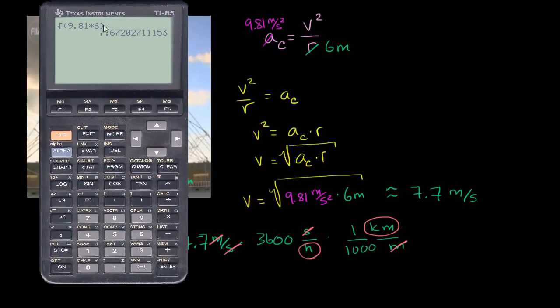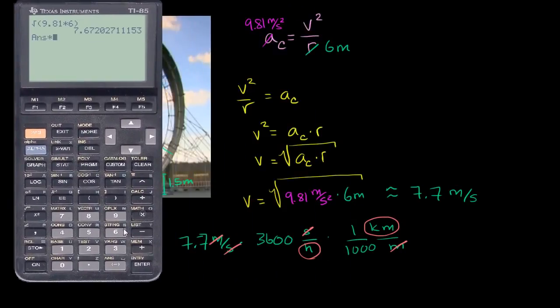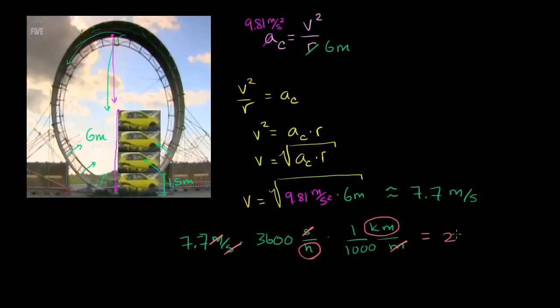We want to multiply it times 3,600 to figure out how many meters in an hour. And then you divide by 1,000 to convert it to kilometers per hour. And we get 27.6 kilometers per hour. So this is equal to 27.6 kilometers per hour, which is surprisingly slow. I would have thought that it would have to be much, much, much faster, but it turns out it does not have to be much, much faster. Only 27.6 kilometers per hour.